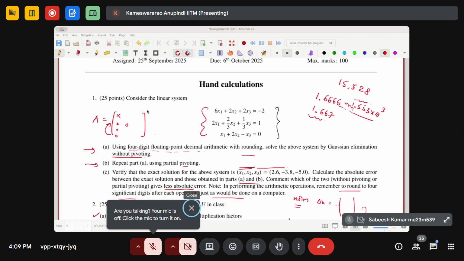Because when I did it, based on the 4-digit floating point, we get 1.667, right? So when you do that, you'll get a 0.0001 there instead of 0. You may verify it once, okay? Yeah. So it will not be 0. It will be some 1e-4, 0.0001. Yeah.